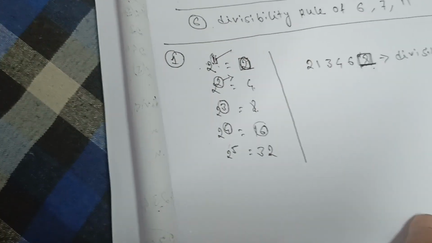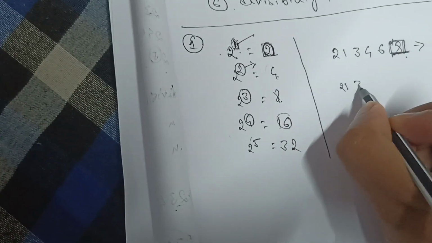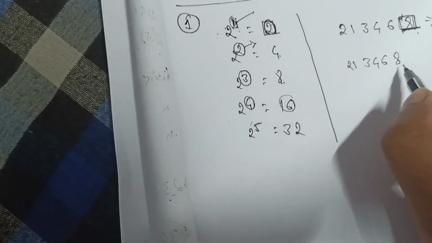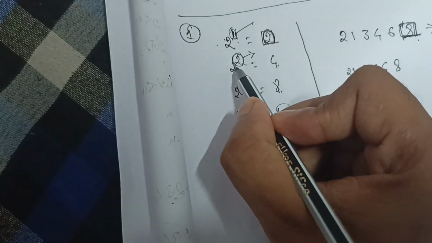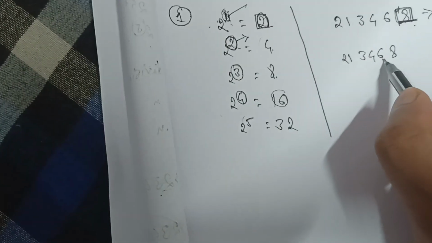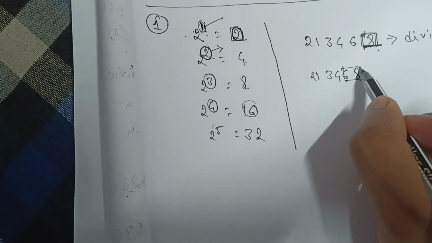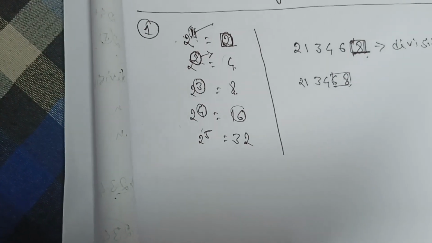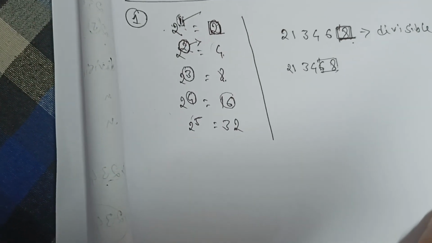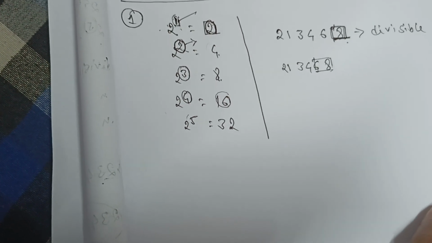Let's see one example. Again taking 213468. To check whether this number is divisible by 4, I already told you to just check the last 2 digits. The last 2 digits are 68. Is 68 divisible by 4? 4 sixteens are 64, 4 seventeens are 68.